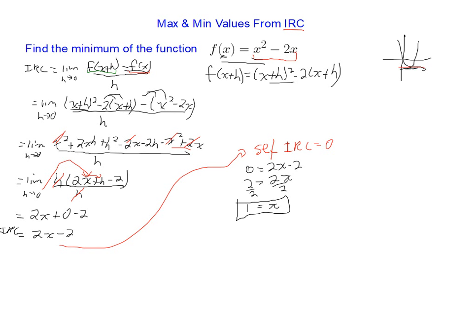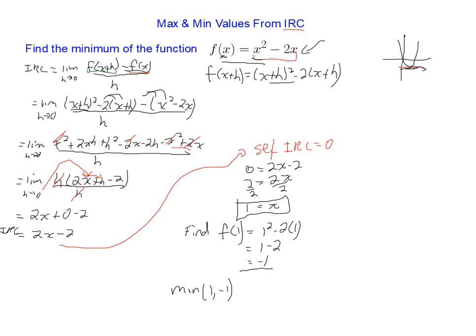We can find the y coordinate by substituting x into the function and finding f at 1. So everywhere we see an x in the function up here, we're going to replace that with a 1. So we get 1 squared minus 2 times 1, which is equal to 1 minus 2, or negative 1. So this is the y value, and this is our x value. So our minimum then is the point (1, -1). And that's how we can use the instantaneous rate of change to find the minimum.